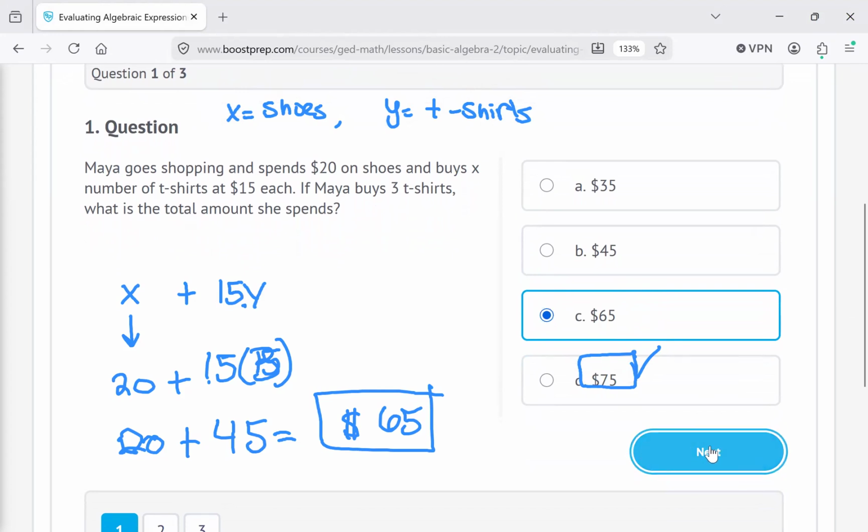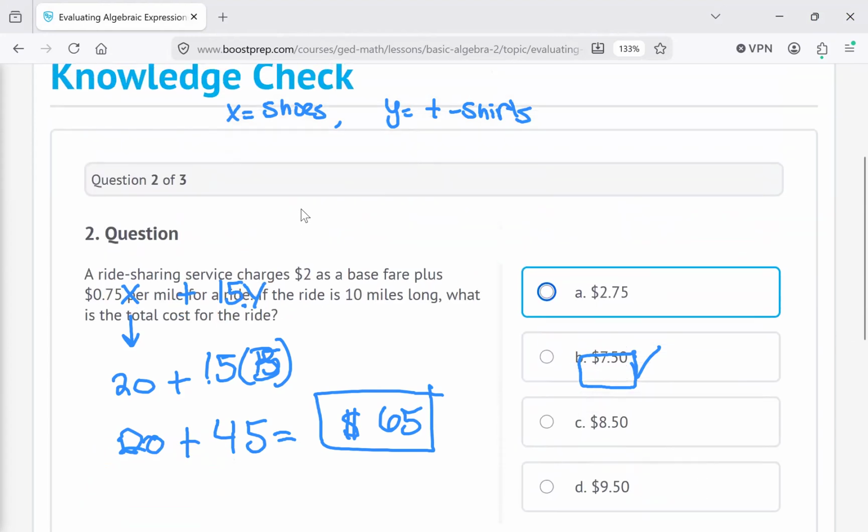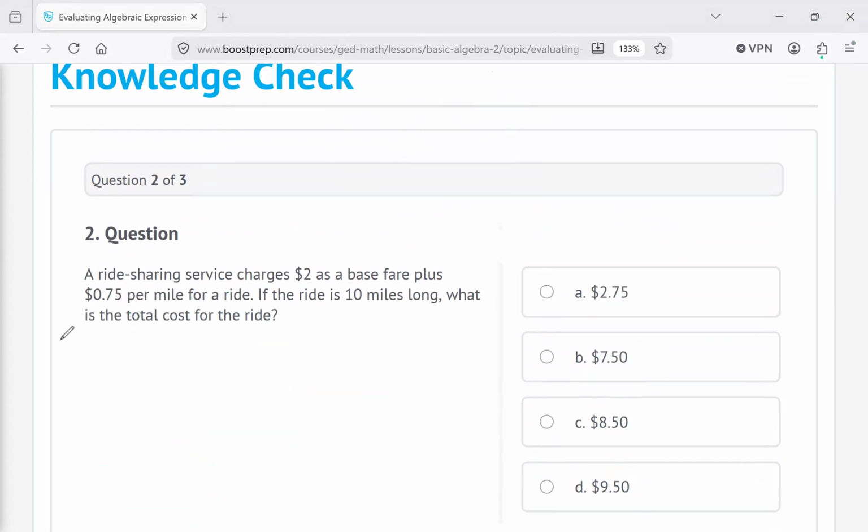Okay, let's move on to question 2. Question 2 says a ride-sharing service charges $2 as a base fee. Let me read it again. A ride-sharing service charges $2 as a base fare plus 75 cents per mile for a ride. If the ride is 10 miles long, what is the total cost for the ride?